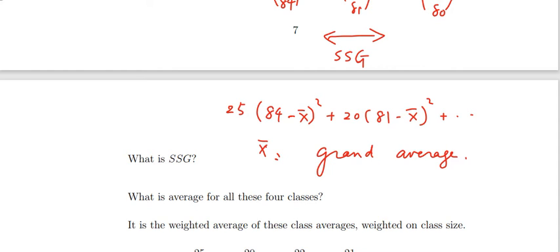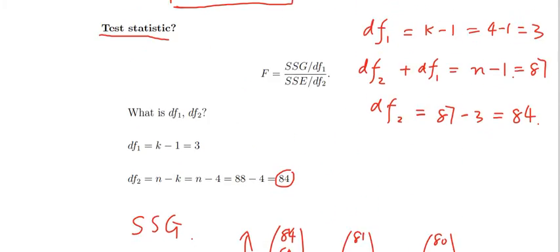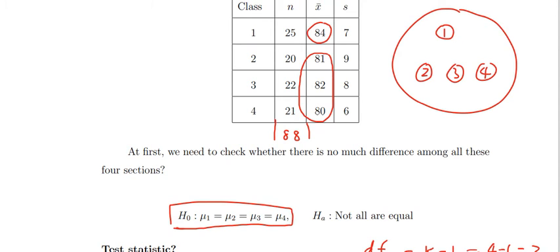Okay. So at the first we need to find this grand average. So we have the average for each class. Like our class 1 average is 84, class 2 average 81, like this. Then we can have the average for all classes. Put the 4 classes together, what is the average? So this is a current average.